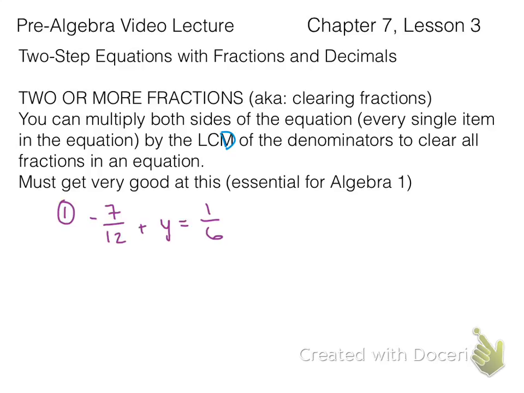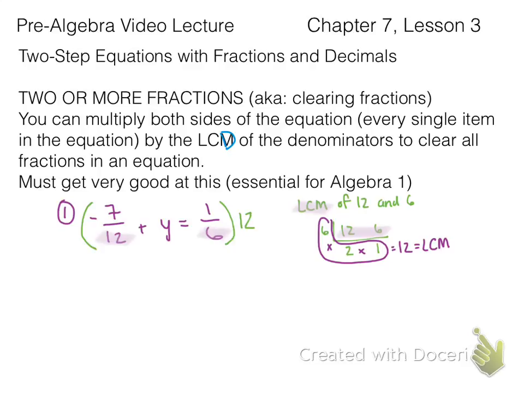All right, so let's go ahead and figure out what the LCM, or the LCD, of 12 and 6 is. Again, that's because I'm taking the denominators. So that's why I'm trying to find the LCM/LCD of 12 and 6. Well, that would be 6 times 2 times 1, which is just 12. So guess what? That's what I'm going to multiply every single thing in here by. I'm going to multiply it all by 12.